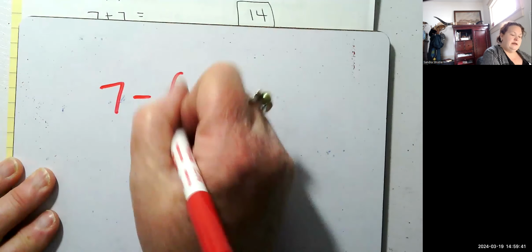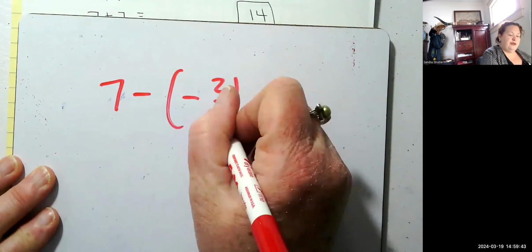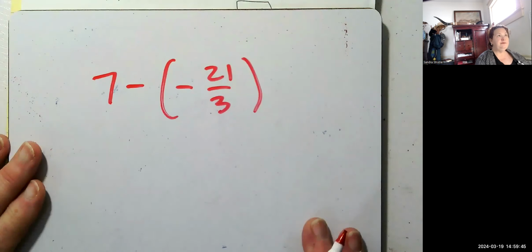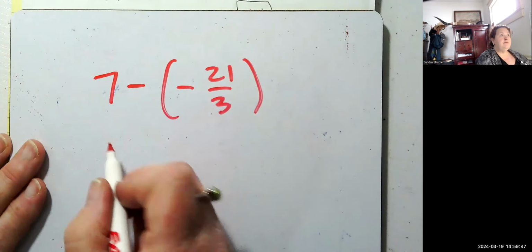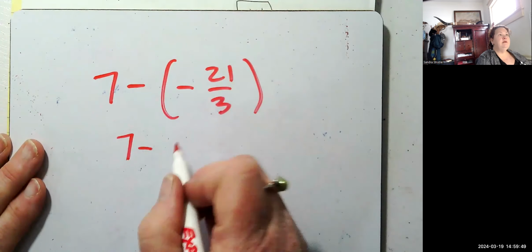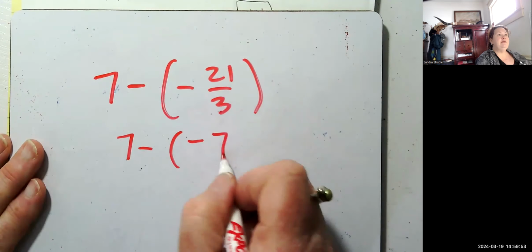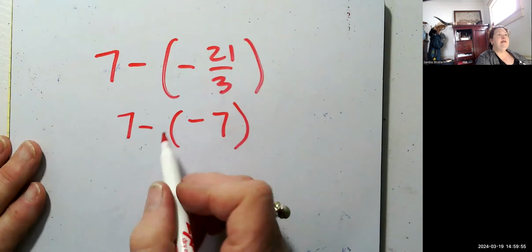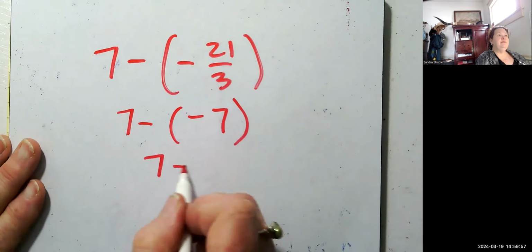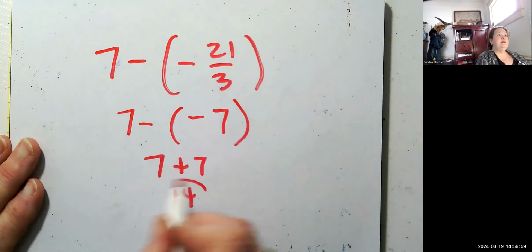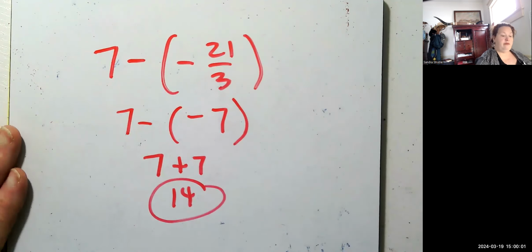All right. 7 minus negative 21 over 3. Parentheses first. In parentheses, 21 divided by 3 is negative 7. Negative times negative is a positive. And the answer is 14. Okay.